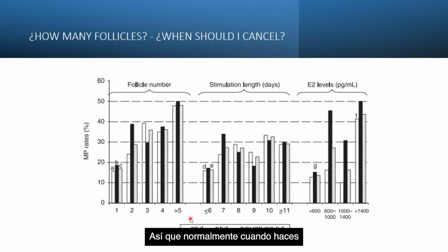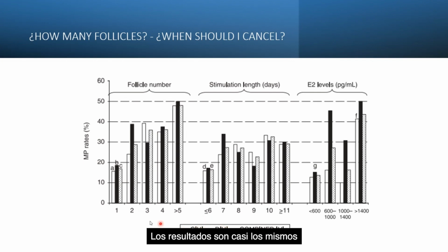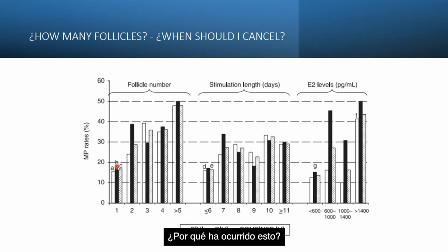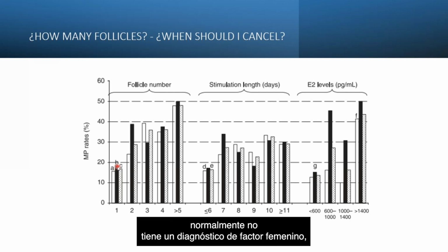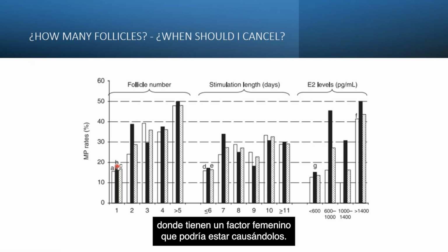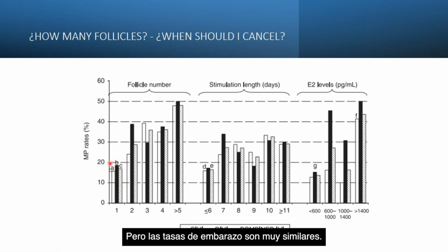So usually when you do IUI with the couple or with donated sperm, the results are almost the same, but a little bit higher in the donation process. Why this happens, we're not completely sure, but this might be related to the fact that the patient who uses a donor usually doesn't have a diagnosis of a female factor, which means that the pregnancy rates per cycle might be higher than in patients who have a female factor that might be causing the infertility. But the pregnancy rates are very similar.